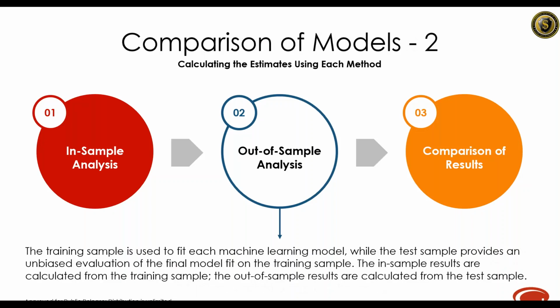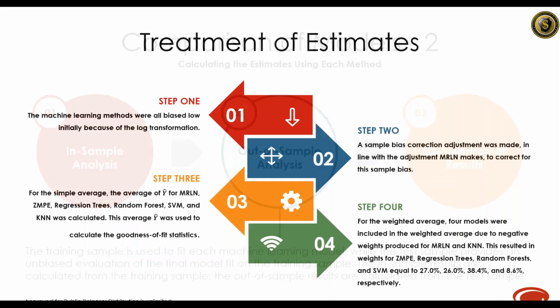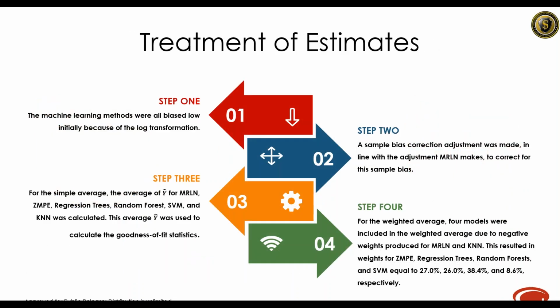And so with this in mind, we decided to calculate the goodness of fit statistics on the in-sample, the training set, and the out-of-sample, the testing set. So while conducting the analysis, we realized that all of the machine learning methods were biased low initially because of the log transformations that we applied during our calculations.